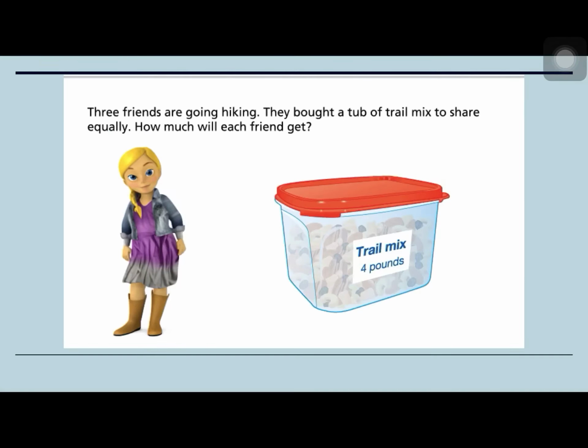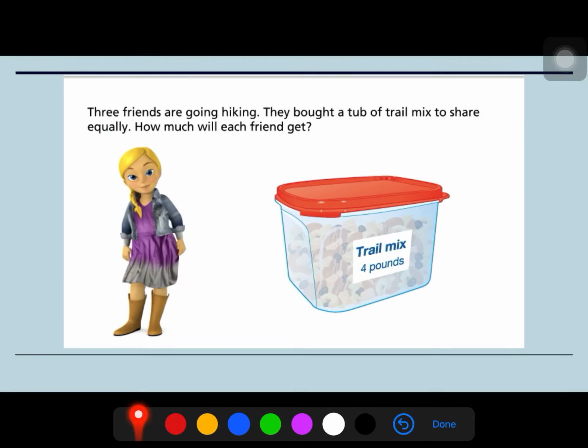All right. Now this is the visual learning problem. 3 friends are going hiking. They bought a tub of trail mix to share equally. How much will each friend get? I have 3 friends and I have this tub of trail mix. There are 4 pounds. What division expression can I use to solve this? If you said 4 divided by 3, you are correct.